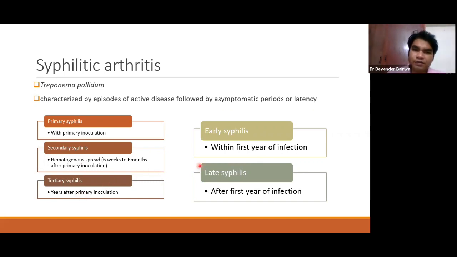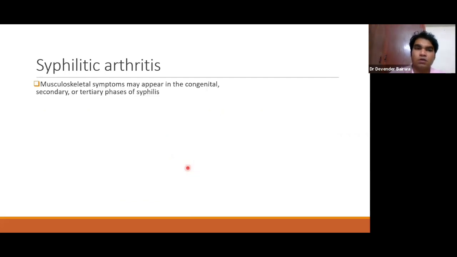The other way of dividing syphilis is early syphilis or late syphilis. This generally we see in terms of time of infection. Suppose any manifestation occurs within the first year of infection, it is known as early syphilis, and if it is after the first year of infection, it is late syphilis. By that definition, mostly primary syphilis and secondary syphilis will be part of early syphilis.